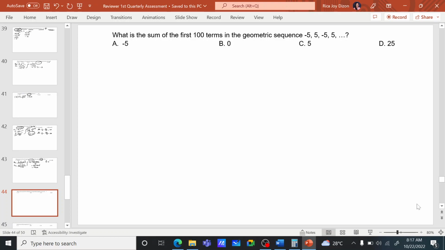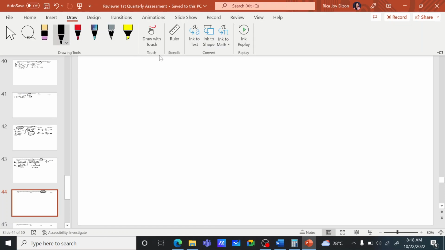What is the sum of the first 100 terms in the geometric sequence negative 5, 5, negative 5, 5? The number of terms is even. As you see, if we pair the terms in the sequence, negative 5 plus 5 gives us a sum of 0. Then another pair, negative 5 plus 5, is also 0. Since the number of terms is even, that gives us 0 as a sum. So the sum of the first 100 terms in that sequence is 0.